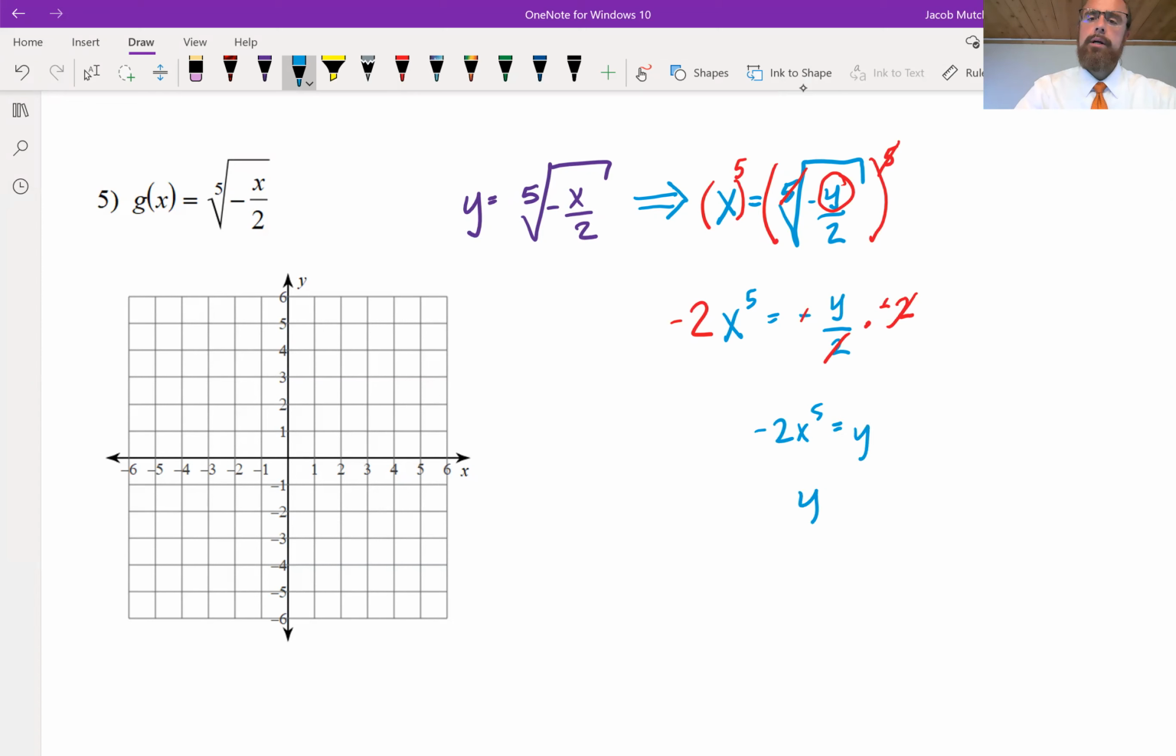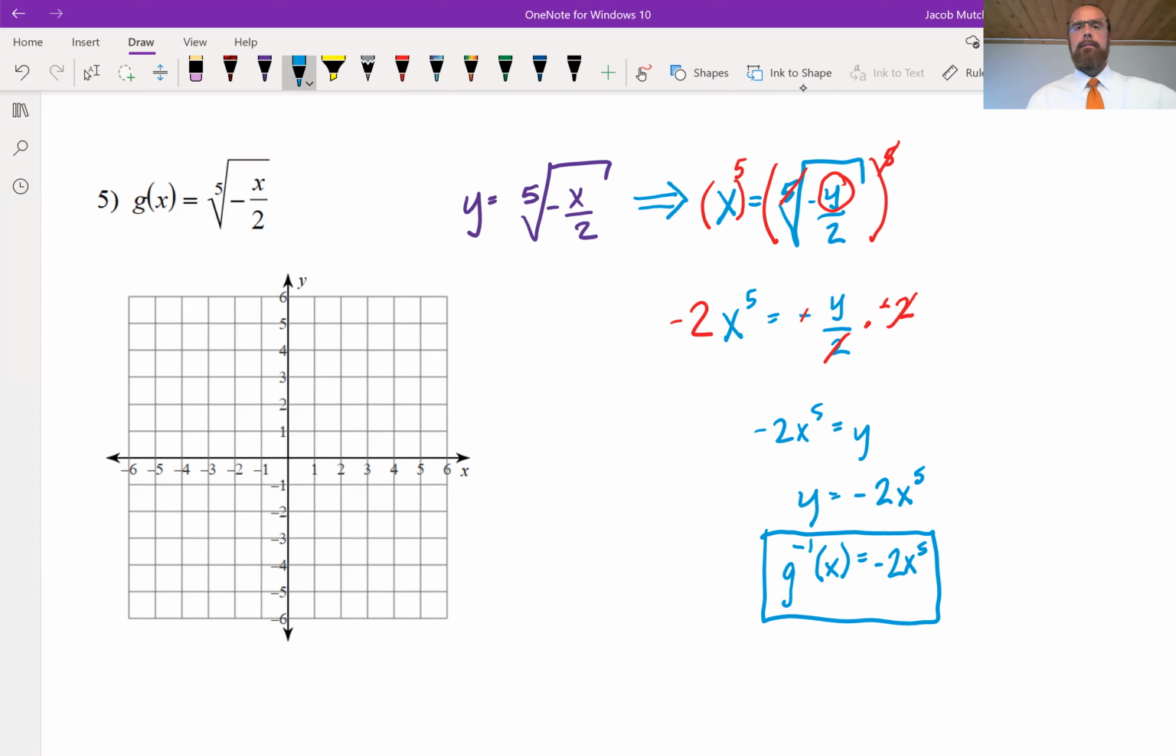I can switch that around, and that is now in recognizable graphable form. To indicate that this is the inverse of g of x, I'll put that function notation, the inverse of g of x equals negative 2x to the power of 5. And I will box that as the equation of my inverse. So the first step we've completed, we've written the inverse using an algebraic strategy. We switched x and y, and then we solved for y.